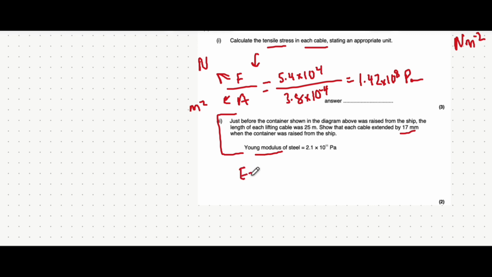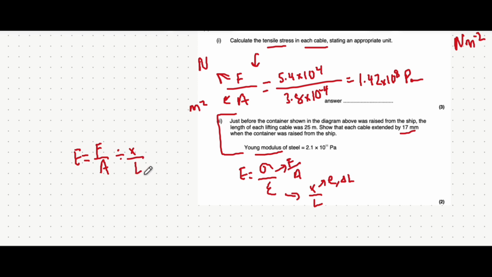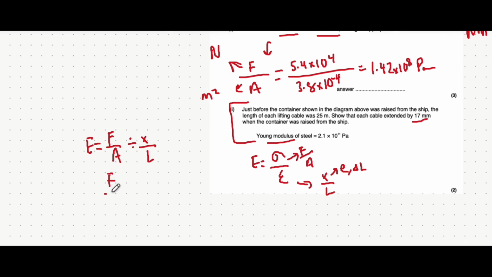We know Young's modulus is stress divided by strain. We also know stress is force per unit cross-sectional area. We know strain is extension over length. By the way, for extension, you might have seen the word little e or change in length. Whatever suits you, you can use that. Breaking this down, Young's modulus is force over area divided by extension over length. Whenever you divide by a fraction, that's the same as multiplying by the reciprocal of that second fraction. And so we can say Young's modulus is equal to FL over AX.